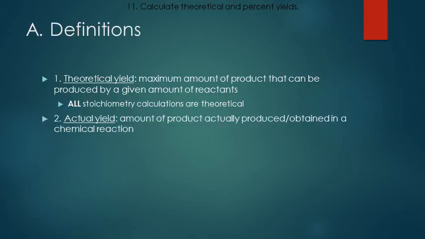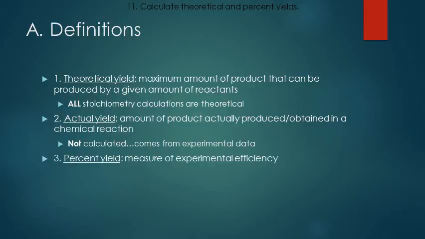The actual yield is what it sounds like. It is the amount of product that's actually produced or obtained in a chemical reaction. You cannot calculate this. This is something that simply comes from your experimental data, from your measurement. There's no way that you can do a calculation to determine how much you will collect. You just have to measure it.